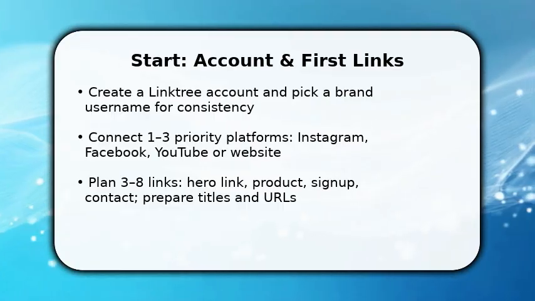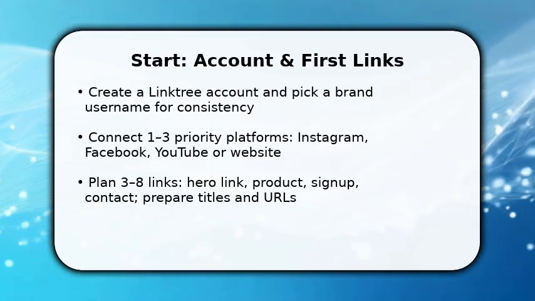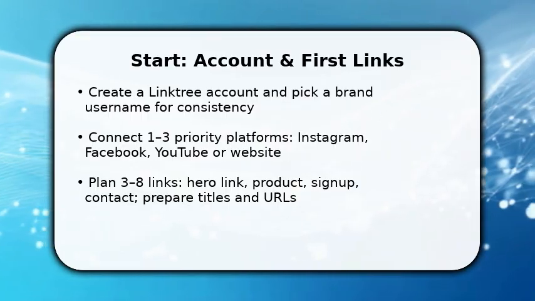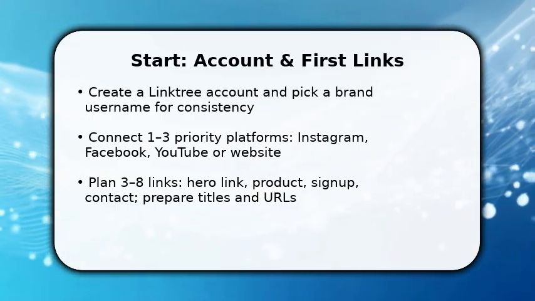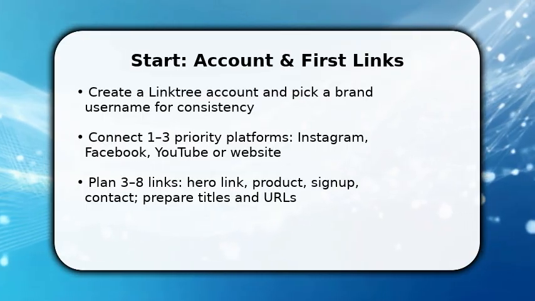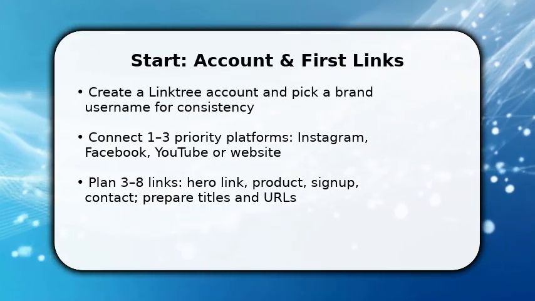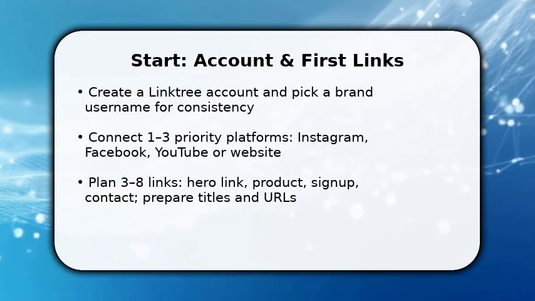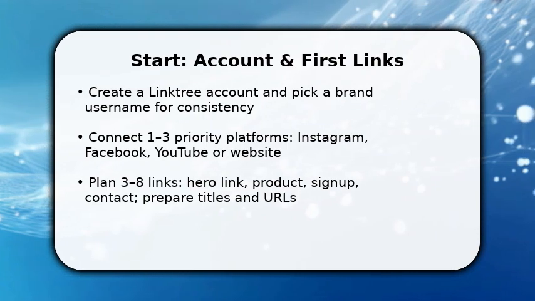You start by creating your Linktree and choosing a brand username so your links look professional. Once done, connect your primary platforms, Instagram, YouTube, Facebook, so traffic funnels correctly. Next, prepare 3 to 8 priority links, a hero link for the current campaign, product, or service page, and a sign-up or contact option. Make sure each URL and title are concise and mobile-friendly. This early organization saves time when you build the layout and turn on analytics.